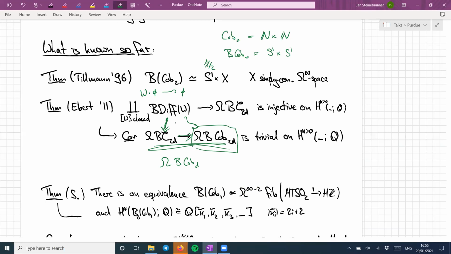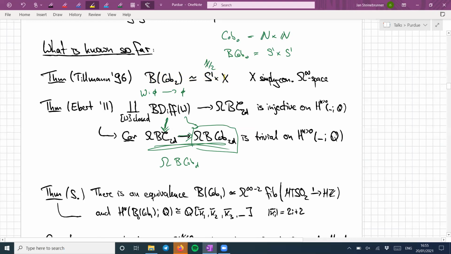Somehow this is a negative result that tells you that at least these kappa classes that we already know in CD won't help us detect anything non-trivial in COP2D. At the time that Ulrike did this, it would have been a very reasonable guess to just say, for example, X is contractible. There's just no higher cohomology whatsoever, and maybe B of COP-D should be boring in general.